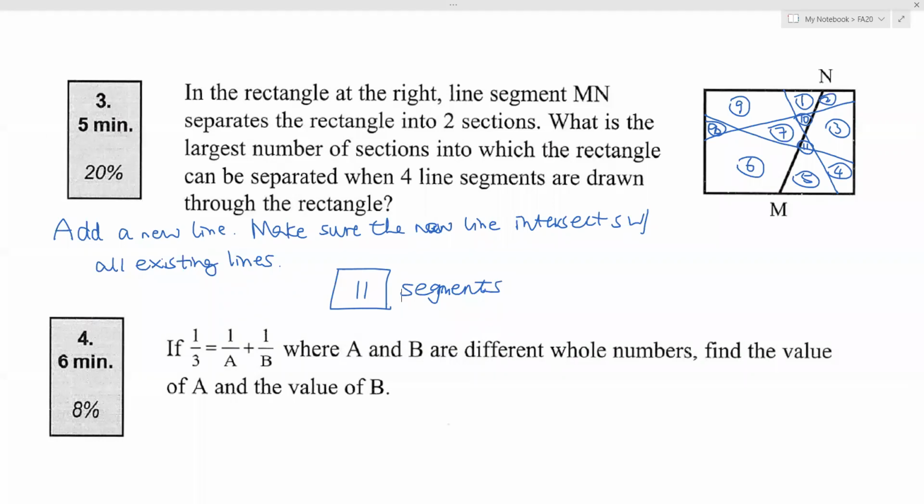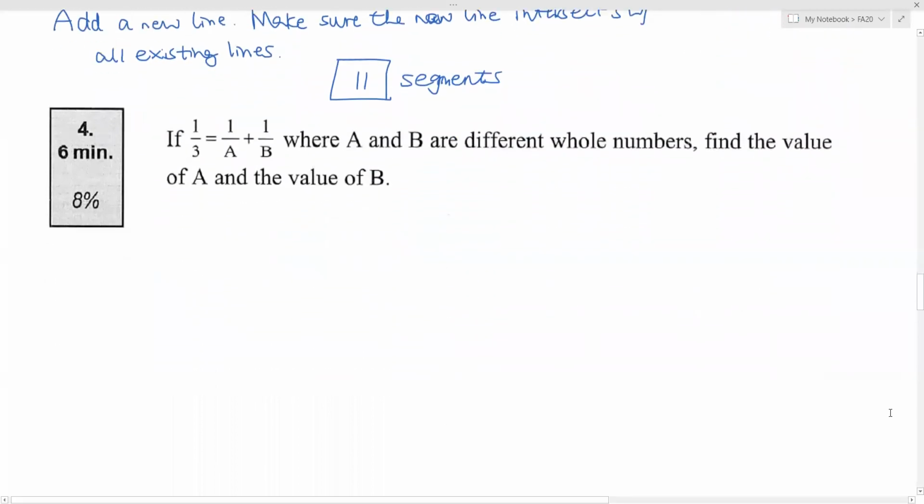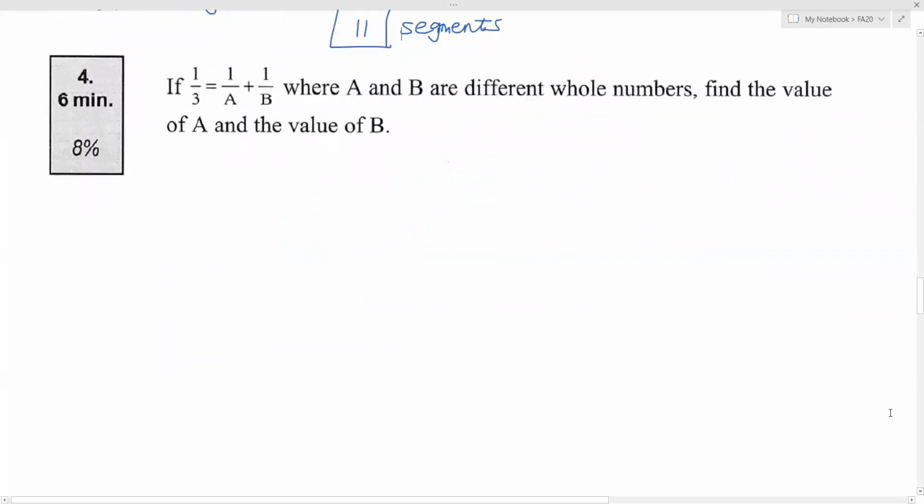So that's the thinking. Now moving on to the 4th problem. This is another trick with fractions. But actually you can just try it and see if it works, because my Monday students didn't know the trick. They just tried it. Let me show you what they did. 1/3 equals 1/a plus 1/b, where a and b are different whole numbers. Find the value of a and the value of b, and they have to be different.